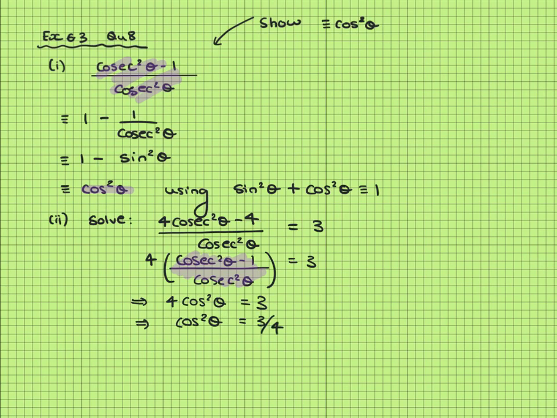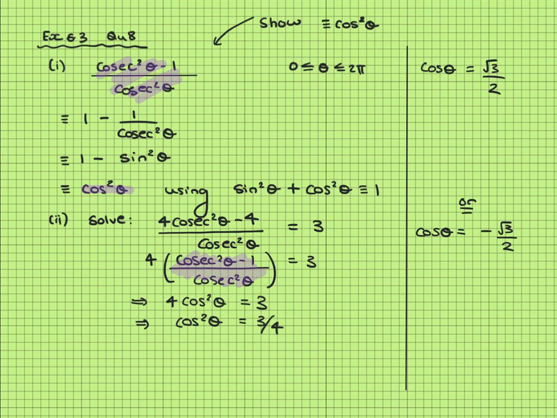So that then gives me 2 options. I'm going to clear a little bit of space to explore these 2 options a bit further. This then gives me cos theta equals √3 over 2, or cos theta equals negative √3 over 2. And we're solving for 0 to 2 pi. So we just have to solve these equations.